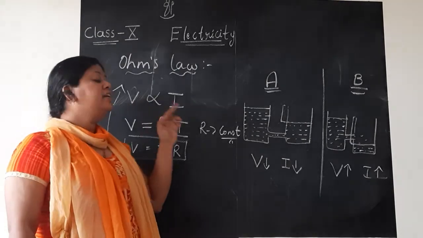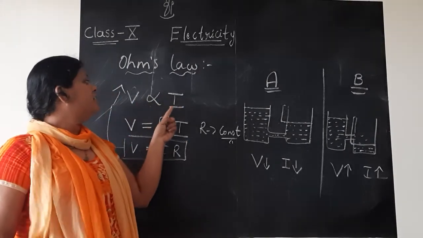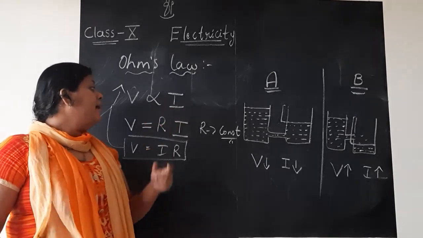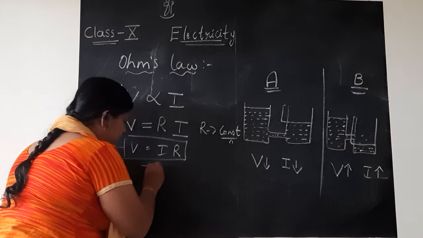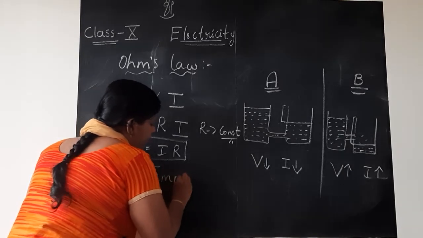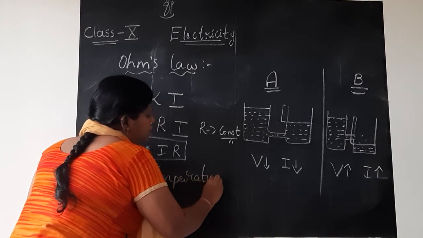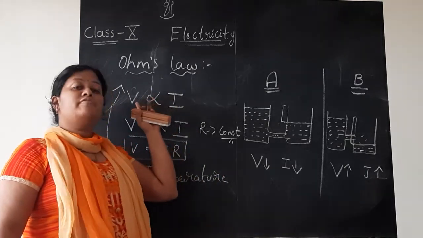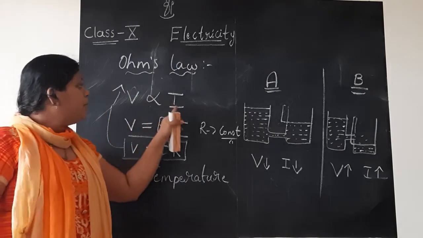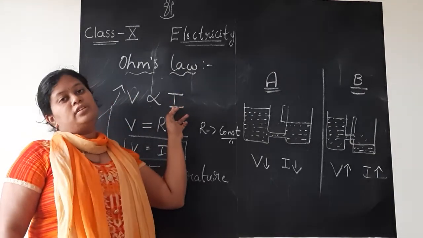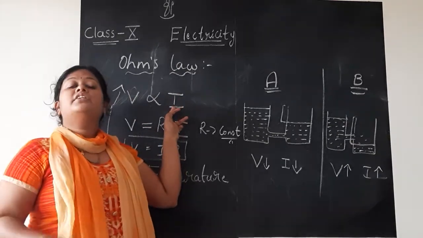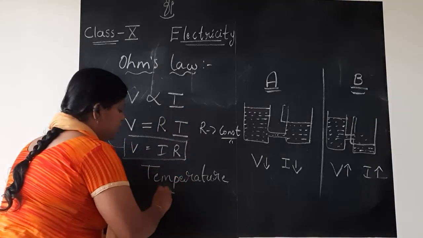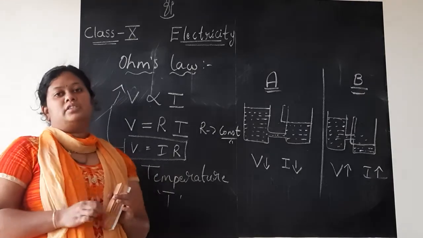The potential difference across the ends of the wire is directly proportional to the current passing through the circuit, provided temperature is constant. I will repeat the statement, children. The potential difference across the ends of the wire V is directly proportional to the current I flowing through the circuit. One more additional thing you need to add here is, provided the temperature T is kept constant.